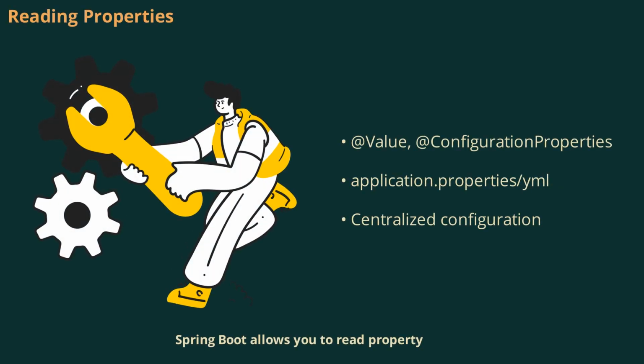Spring Boot allows you to read property values using the @Value annotation or @ConfigurationProperties. Properties are typically stored in application.properties or application.yaml files. This approach centralizes configuration and makes your application more flexible and maintainable. Interviewers look for your familiarity with these annotations and your ability to manage configurations effectively.